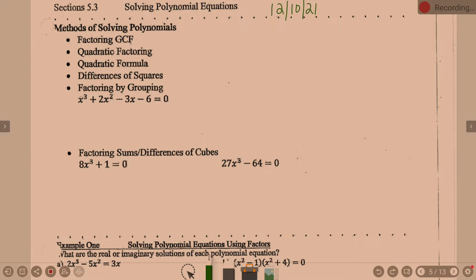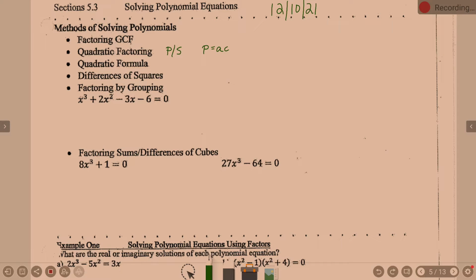So methods of solving polynomials. This is all going to be related to factoring. When we factor, almost all related to factoring, we can factor out GCF. That sometimes helps. Quadratic factoring. When I'm talking about quadratic factoring, I'm talking about product and sum or product of AC. Those are methods that should sound familiar.